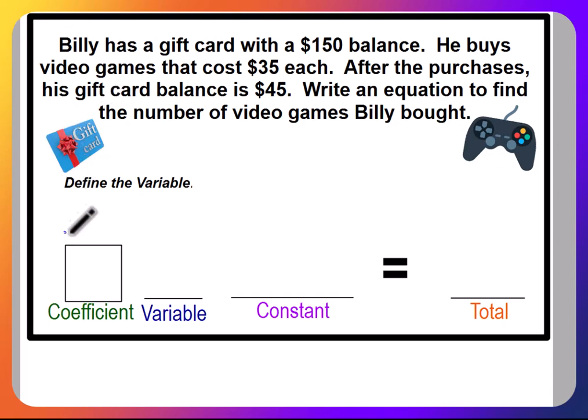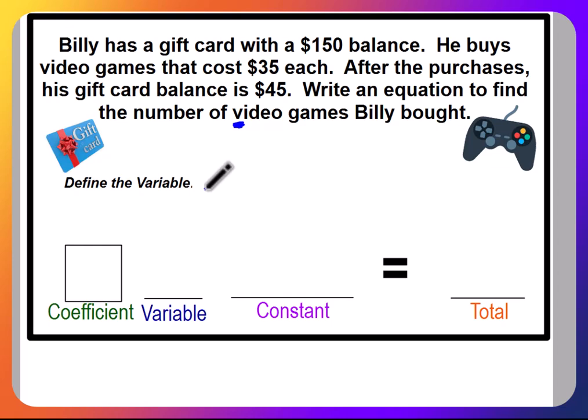Okay, first thing you need to do, though, is to find the variable. It says write an equation to find the number of video games that Billy bought. That's what's unknown. Your variable is the unknown. A lot of times the problem will tell you which variable to use, which letter to use. In this case, it didn't. So you get to choose your own. Because we're talking about video games, I'm going to use a V. You can use whatever letter you want.